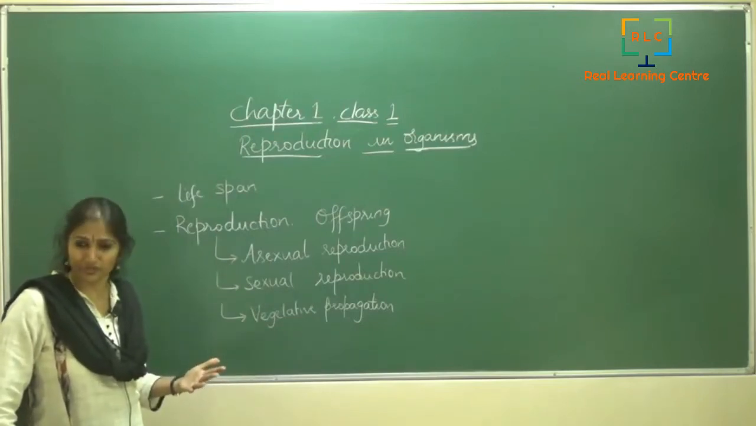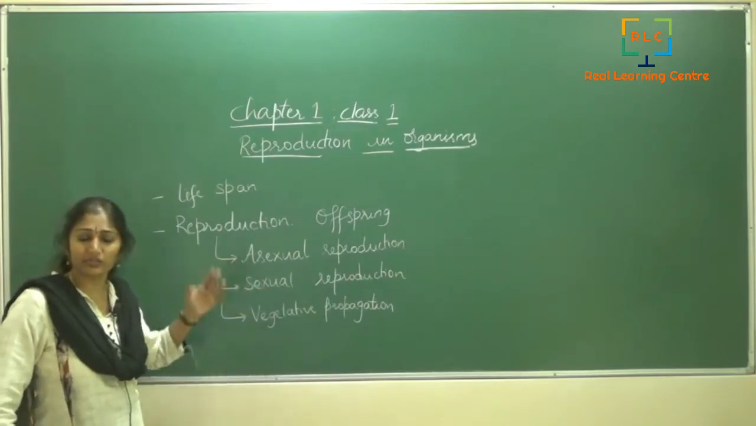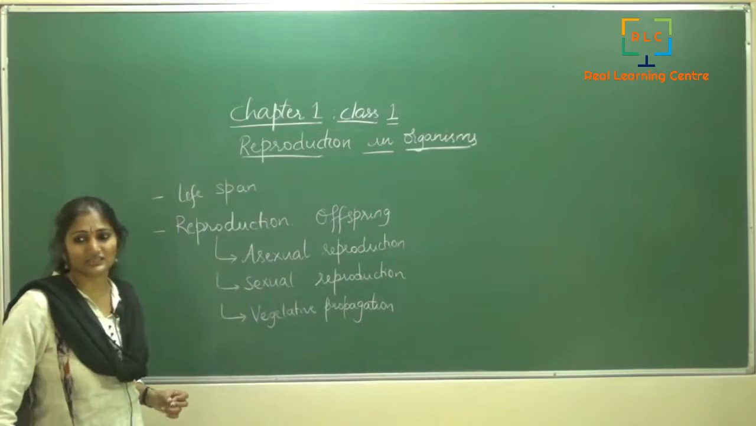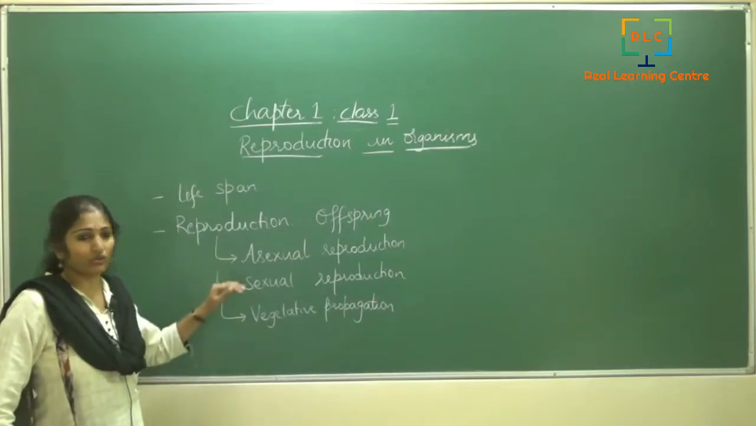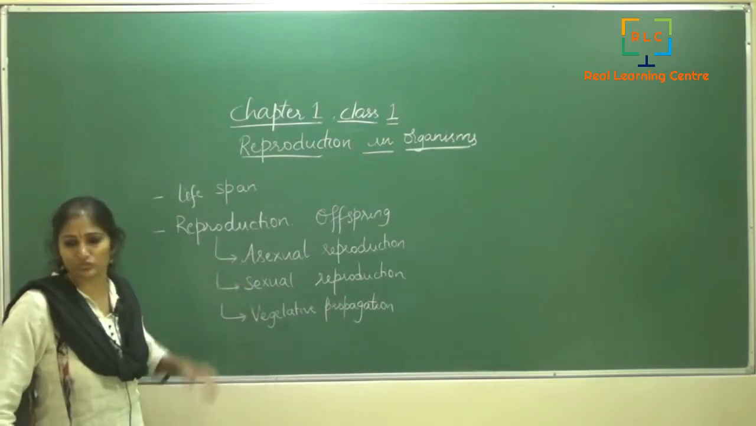Now that is very good, but many times we want some kind of changes, some kind of variations to be seen in the organism, and that is facilitated by the second method of reproduction, which is called sexual reproduction. Okay, so these are the two types, and then there is one which I have written as vegetative propagation.